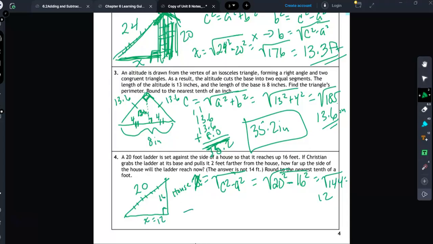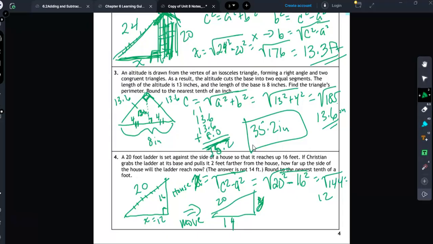So we move the ladder, right? And when we move the ladder, the base is going to be 2 feet farther from the house. So the base becomes 12 plus 2, which is 14. And then this is 20. So now we've got to figure out our second x, so let's call that a y. We're going to figure out how far up the side of the house that ladder is now.